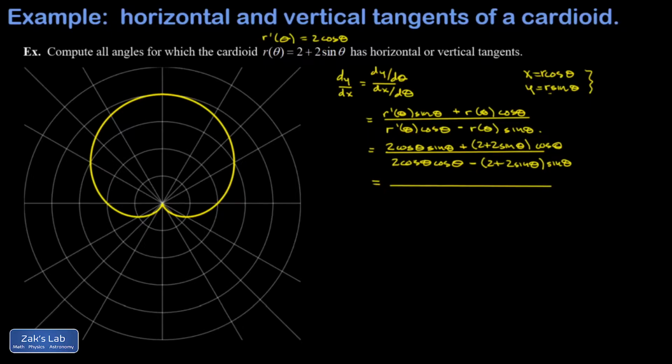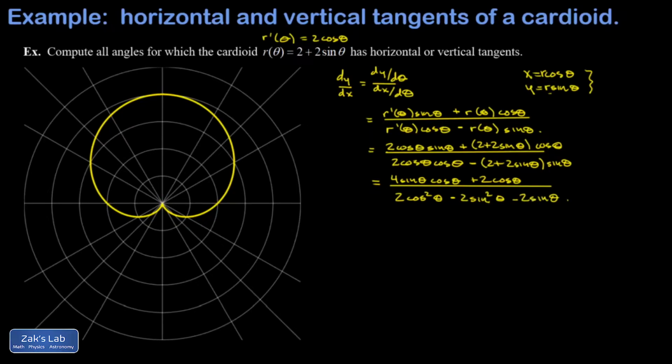In the numerator, I have a 2 cosine times sine, and then when I distribute the cosine over the second term, I have another 2 sine times cosine. So I'm going to write down 4 sine theta cosine theta. The other term I get when I distribute the cosine is a 2 cosine theta. In the denominator, I have a 2 cosine squared theta. And then when I distribute the sine theta over the 2 plus 2 sine theta, I get minus 2 sine squared theta. And the last term is a negative 2 sine theta.